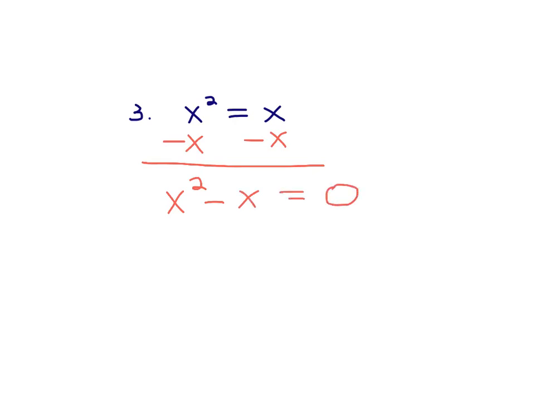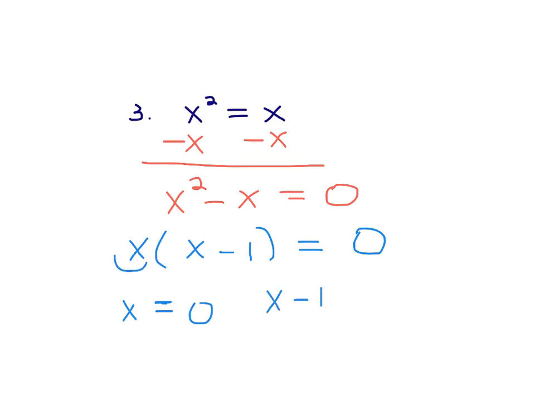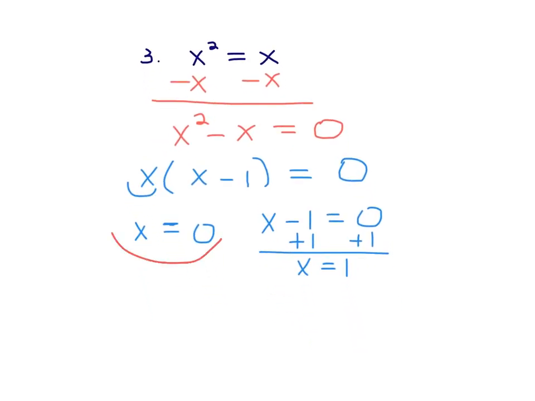And now, it's not the difference of two squares, it's not a trinomial, but again, I can pull out a GCF of x. So I can divide it by x, and I'm left with x minus 1. And again, I'm going to set each piece equal to 0. So x equals 0. And then the x minus 1, and then I will add 1 to both sides. And x equals 1. So my two solutions here are 0 and 1.